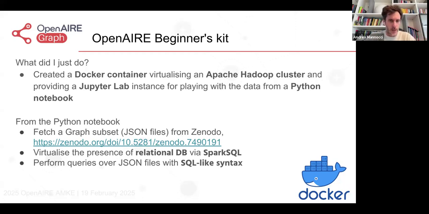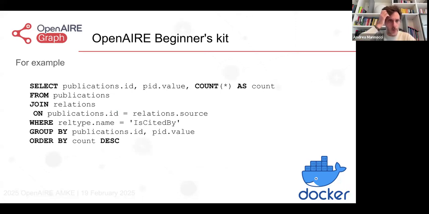From the Python notebook, you can fetch the relevant subset of data, and then the boilerplate code just virtualizes the presence of a relational DB that you can query with something like SQL, if you're familiar with databases. And this is just an example. In this case, it's about counting citations of publications, and you see, you have tables which are not really there because in reality you're querying JSON files, and all this is transparent to you. You just see the querying language and virtual tables.